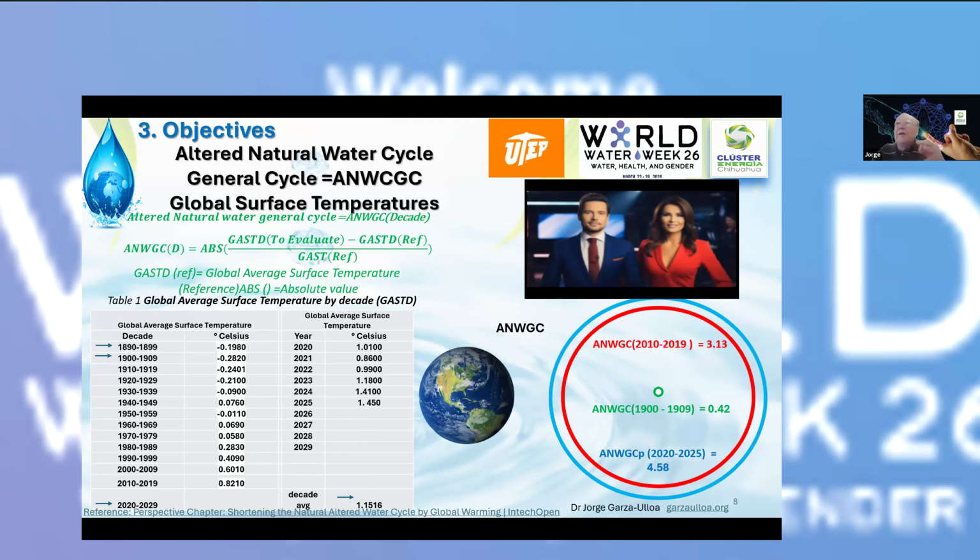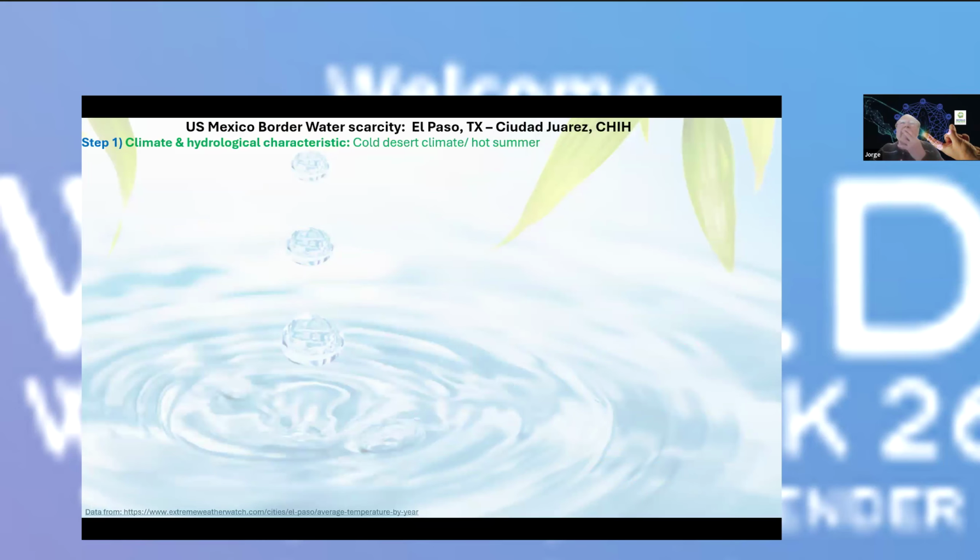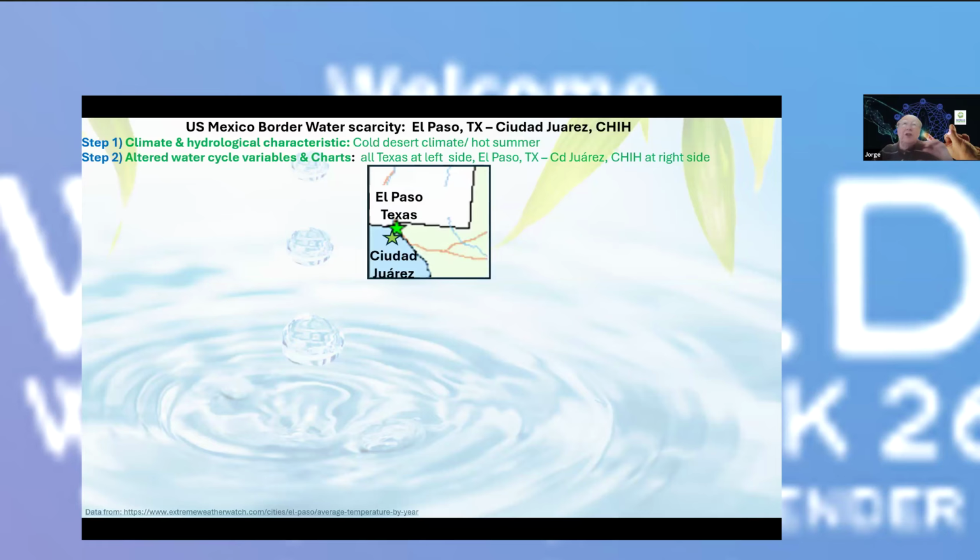Is this clear to you? Okay, just to continue, maybe we can make a methodology to find out what's going on in El Paso, Texas. We have one step: the database on climate and hydrology characteristics. We know that right here is a cold desert with hot summers. Then we are going to calculate the values using the equation shown on the last slide, and then we can make the analysis.